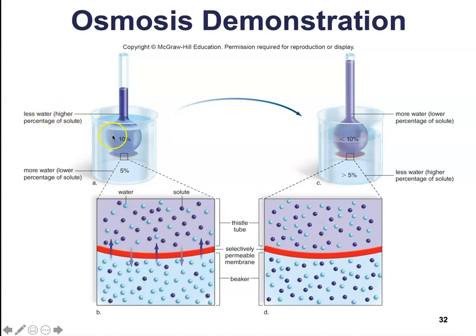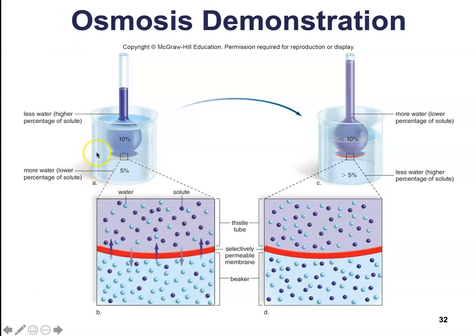So there's a higher percent of solute here, meaning a higher amount of solute and a lower amount of water. Here on the outside, it's only a 5% solute concentration, so there's more water here and less solute. Now if you just follow the movement of water, water is going to move from high concentration to low.